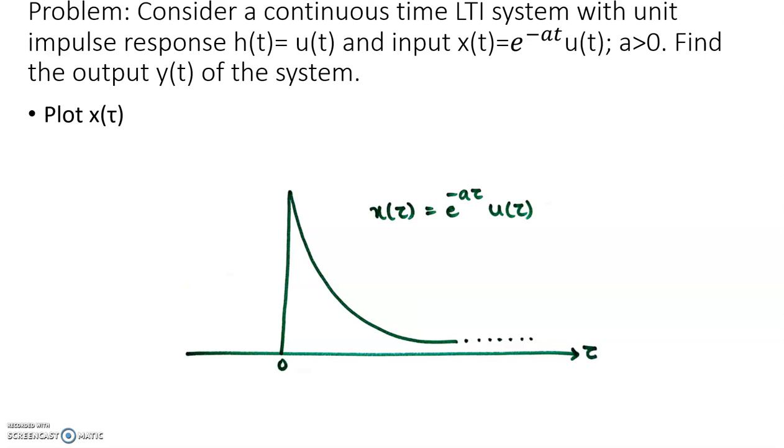Let's take an example like this. Here a continuous time LTI system is given, which has an impulse response h of t equals u of t, and the input is a decaying exponential signal multiplied with the unit step. So let's plot x of tau first. x of t is given to you. Just change the variable to tau and plot x of tau. A decaying exponential signal starting at the origin and tending to plus infinity on this side. So simple, x of tau is plotted.